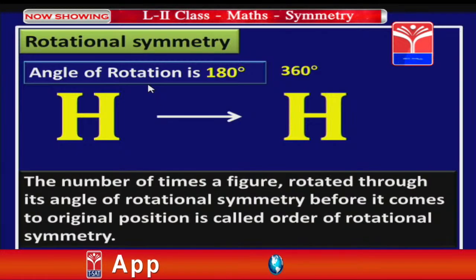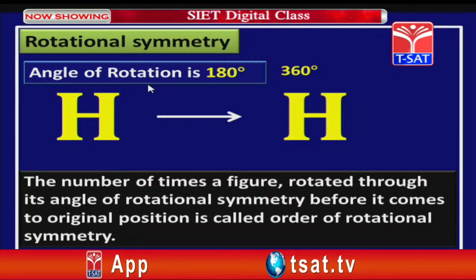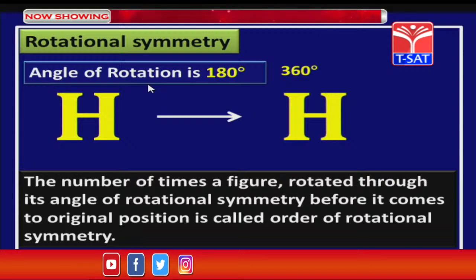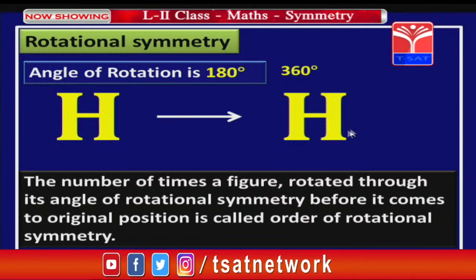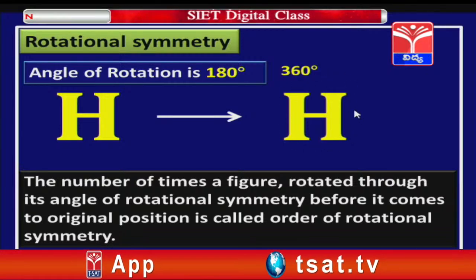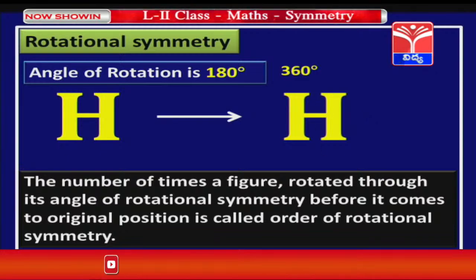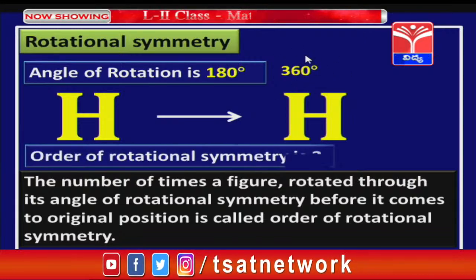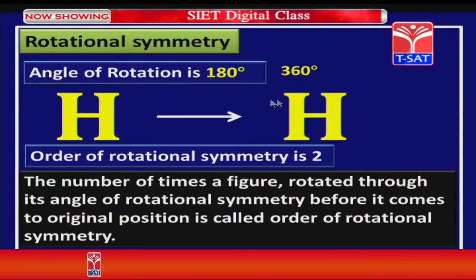Got it children? The number of times a figure coincides with itself through its angle of rotational symmetry before it comes to the original position is called the order of rotational symmetry. That means, I started from 0 degrees and I have completed one rotation, that is up to 360 degrees. So, how many times did I get the same letter H children? Yes, I got it twice, isn't it children? Once at 180 degrees, the second one at 360 degrees. Then I can say that the order of rotational symmetry is 2, because we got the letter H 2 times.